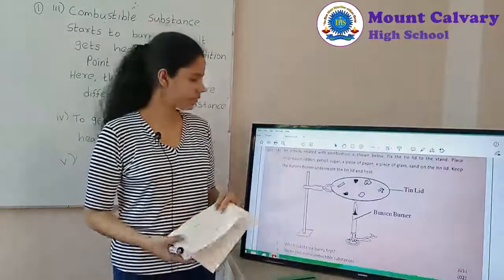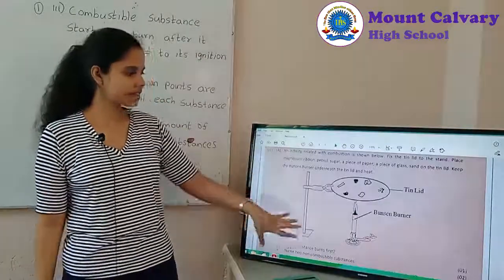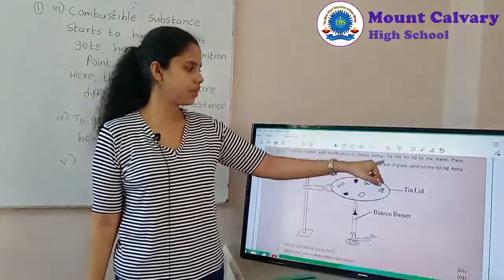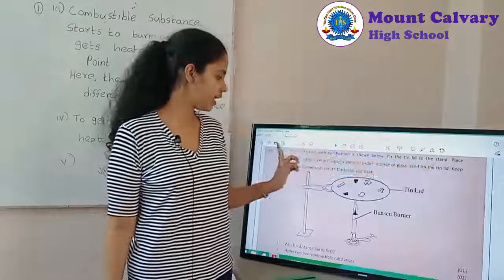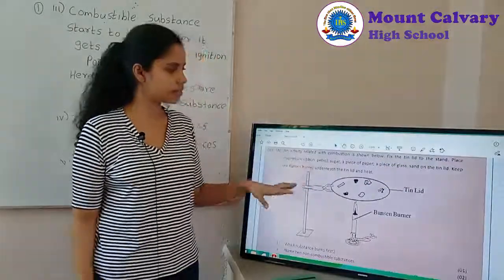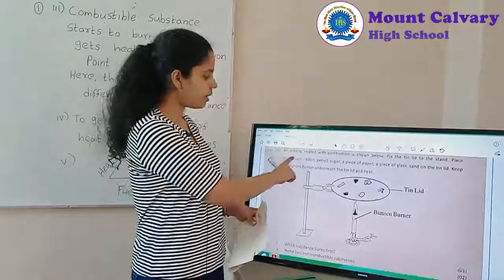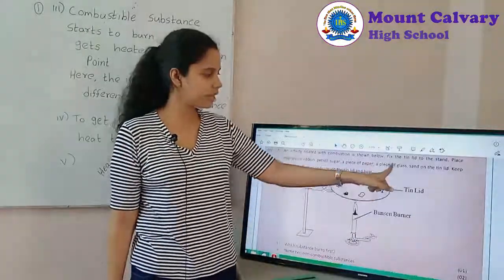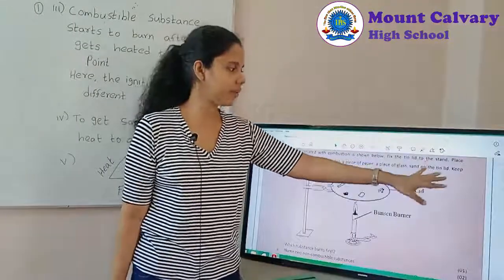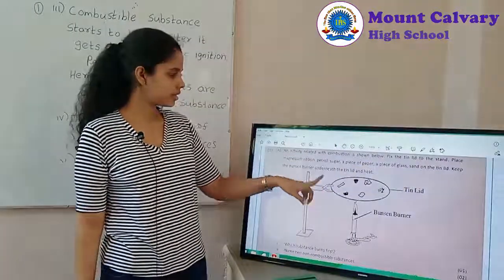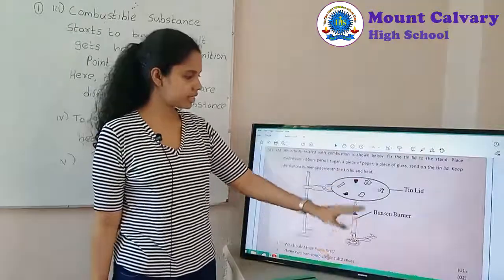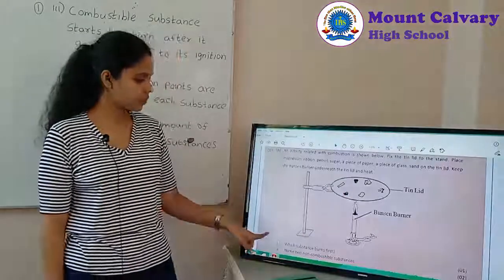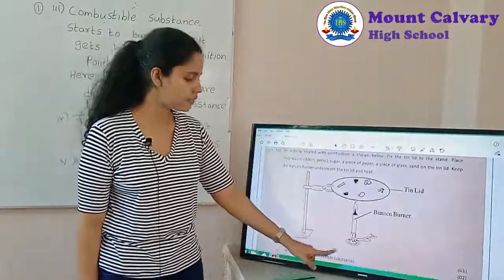In the first question, part A, there is an activity related with combustion shown below. Fix the tin lid to the stand. Place magnesium ribbon, petrol, sugar, a piece of paper, a piece of glass and sand on the tin lid. Then they keep the Bunsen burner underneath the tin lid and start to heat, right? The first question they asked is, which substance burns first?